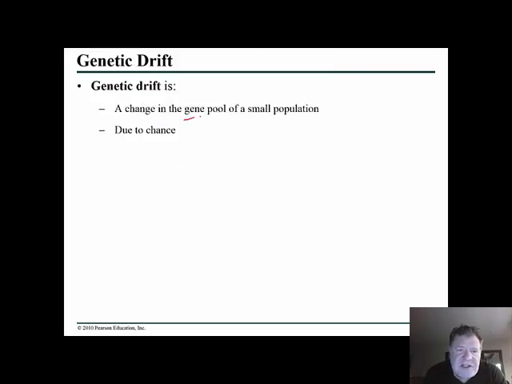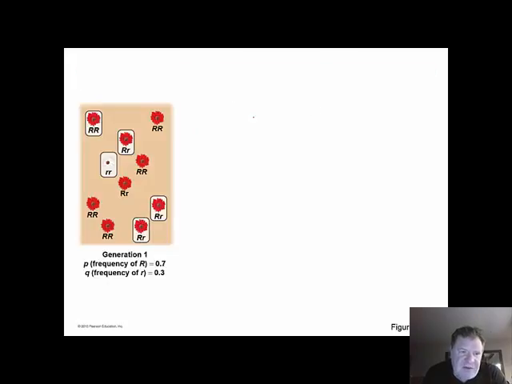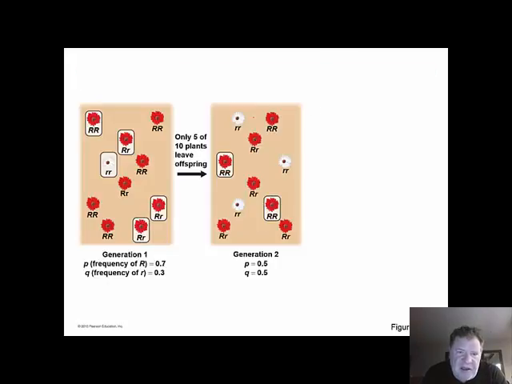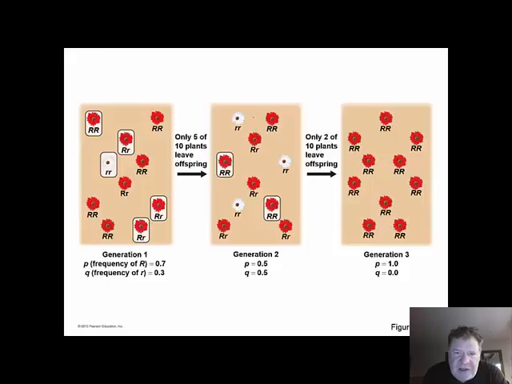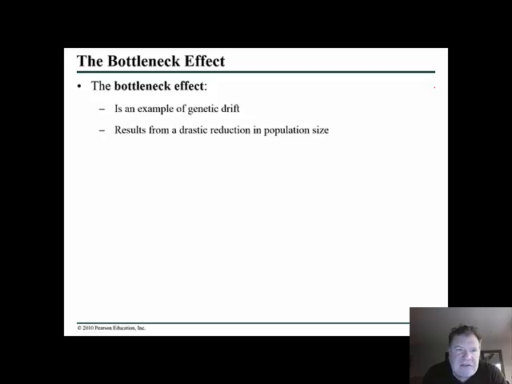Genetic drift is a change in the gene pool of a small population. And this is basically due to chance. And so if we have those flowers again, and we see those flowers go, they're going to be consistent. But if we have something that's eating, or a disease that's killing all the white flowers, eventually we're going to have only the red flowers, and the white flower allele will disappear.